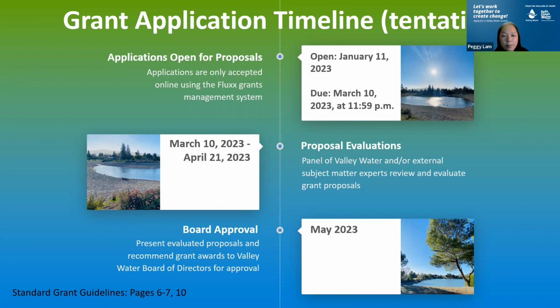So once the grant application closes on March 10th, that's when we'll start doing the pre-review, and our subject matter experts will review and evaluate the grant proposals until March 21st. And then in or around May 23rd, we'll present the evaluated proposals and recommend the grant awards to Valley Water's Board of Directors for approval.